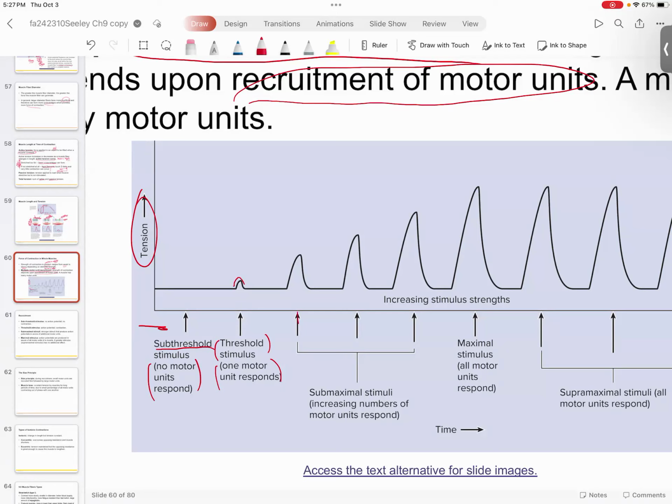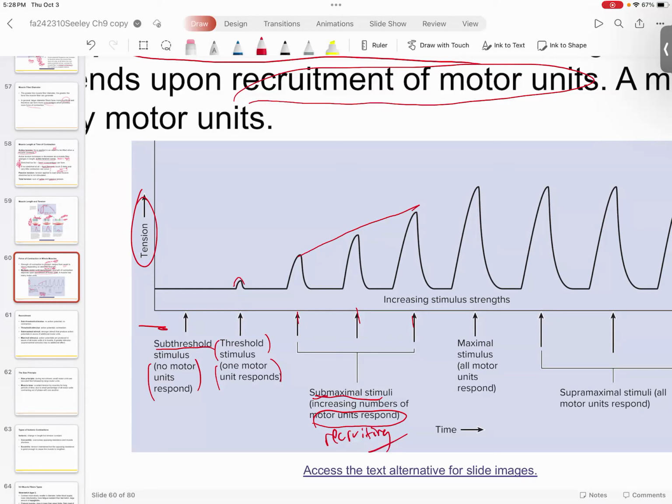And then with the next stimulus and the next one and the next one, you can see how you're starting to increase in your direction. So this is basically where you have what's called submaximal stimuli. So you have an increasing number of motor units that are starting to respond. You're recruiting them. That's basically what's happening. You're getting them fired up and ready to roll.